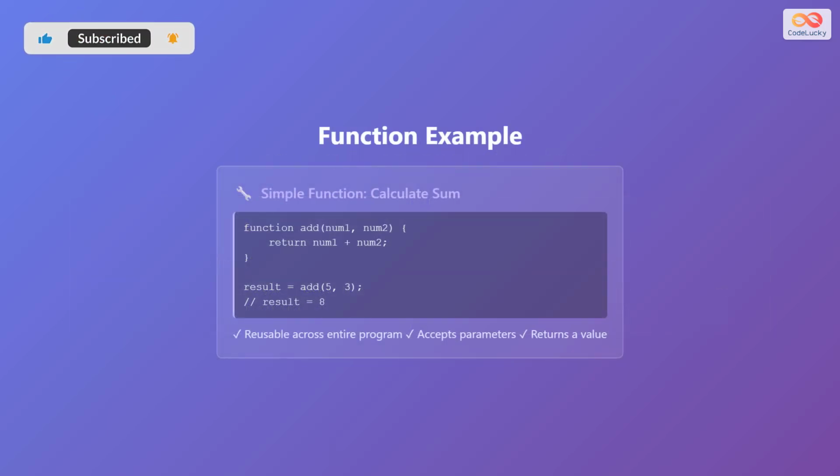Let's look at a simple function example. Here we have a function called add that takes two parameters, num1 and num2. The function adds these two numbers together and returns the result. When we call the function add with the values 5 and 3, the function executes and returns 8, which gets stored in a variable called result. This is reusable across your entire program. You can call this function as many times as you need with different numbers, and it will always perform the same task, adding two numbers together.